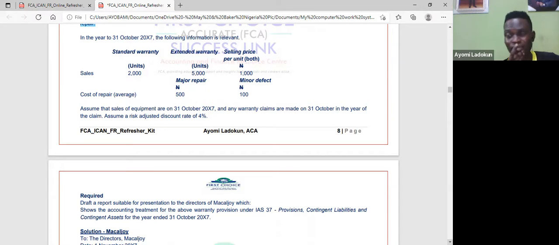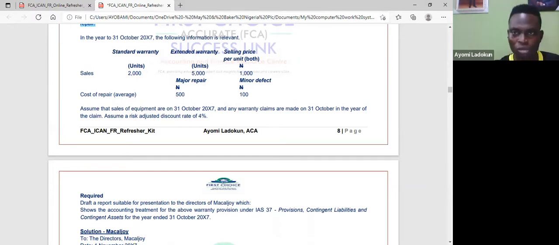And we said provisions are measured at the best estimate of the expenditure required to settle the obligation. For a single item, you look at the most likely amount payable, but for a large population of items, you look at the expected value. So we are looking at the expected value here because this is a warranty.